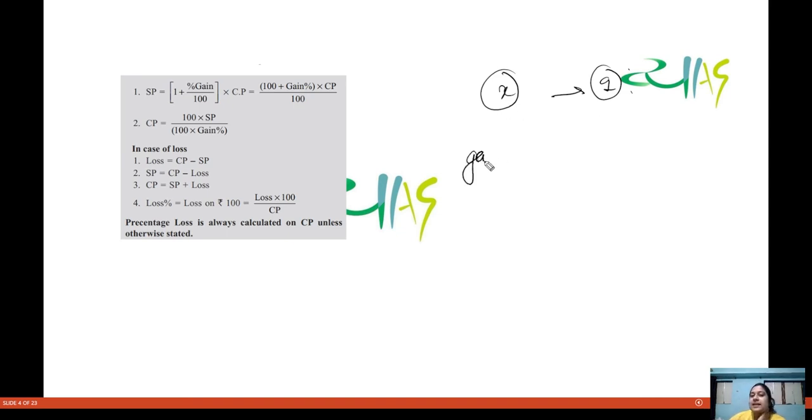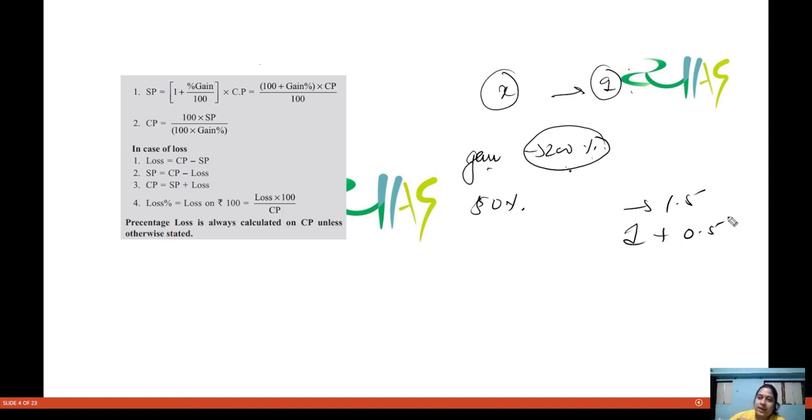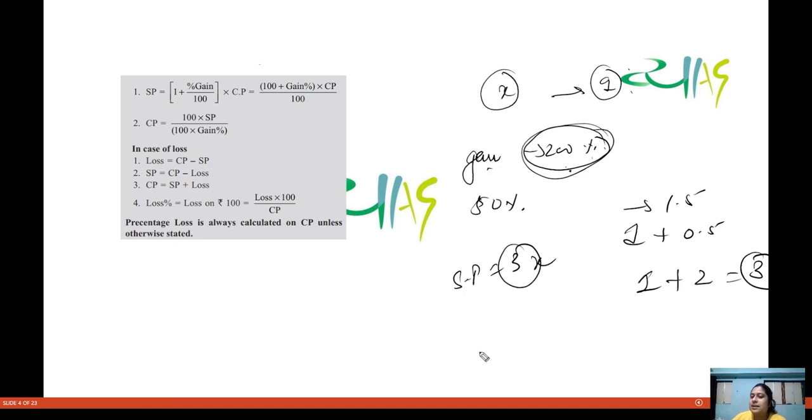So if I am told that my gain is 200%, it means I am getting a profit of 200%. So see, that means I sold it for two times more. When I was getting 50% profit, it was becoming 1.5. That means you add 1 plus 0.5. Now I am getting 200% profit, so I will add 1 plus 2, that means it becomes 3. So now selling price becomes 3X.